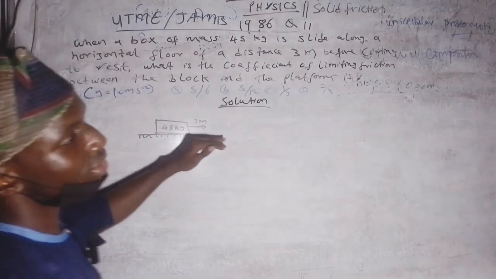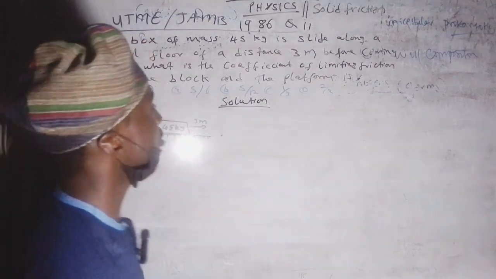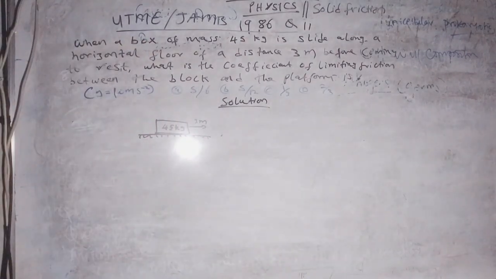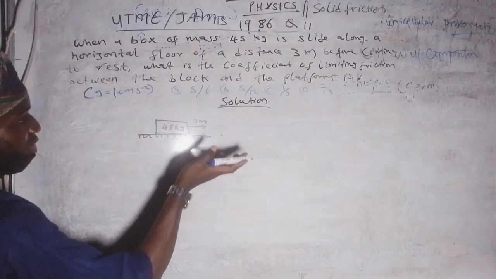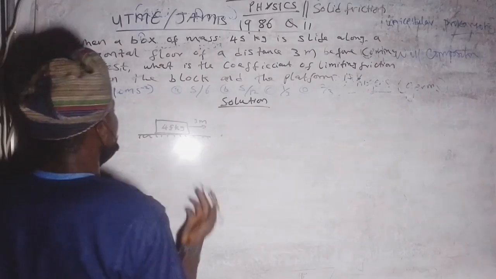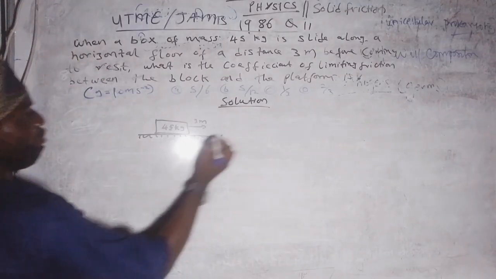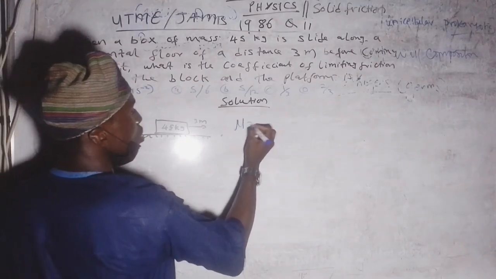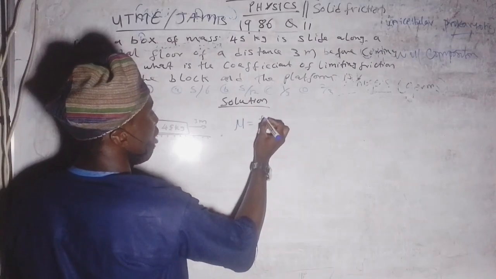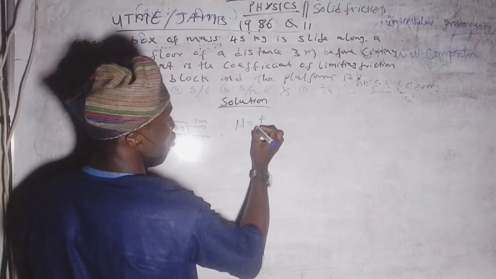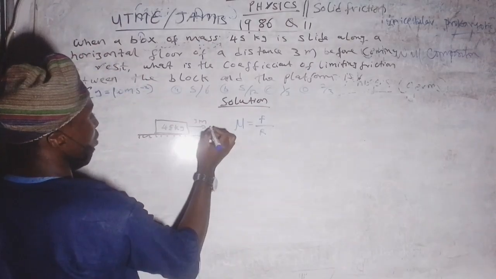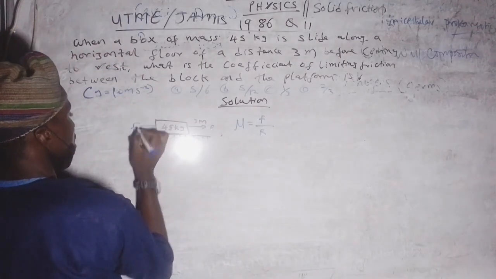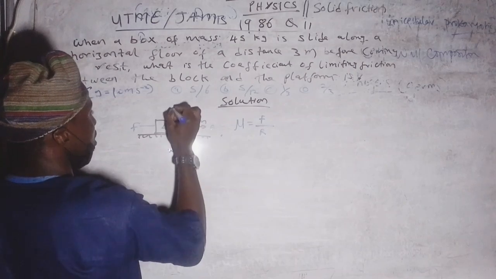When the block is moving, it later stops because of the friction. You understand? This is a kinetic friction. We are asked to calculate the coefficient of limiting friction between the block and the platform. As we explained in the previous video, to calculate the coefficient of static friction, mu is equal to the ratio of the limiting frictional force to the reaction. That is limiting frictional force over reaction. This is applied force, P, frictional force, F, our weight, W, our reaction, R.